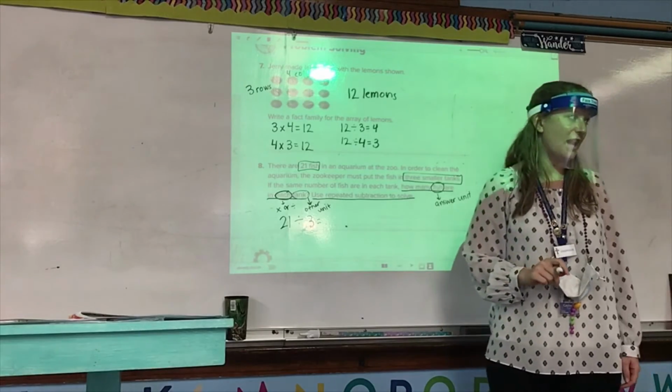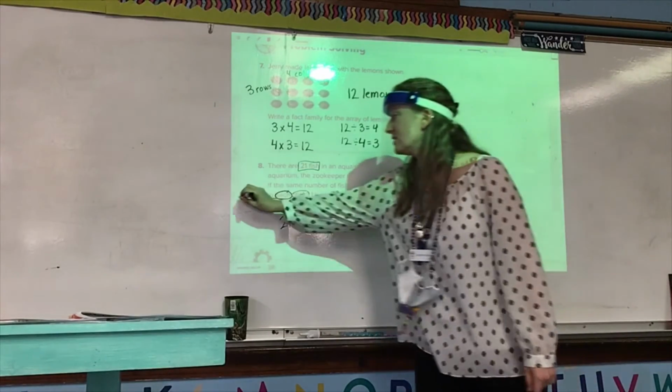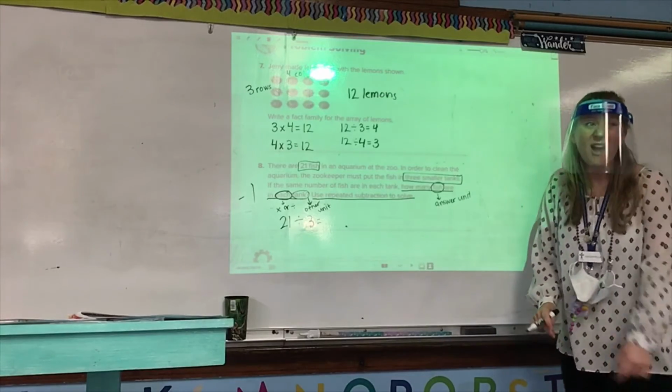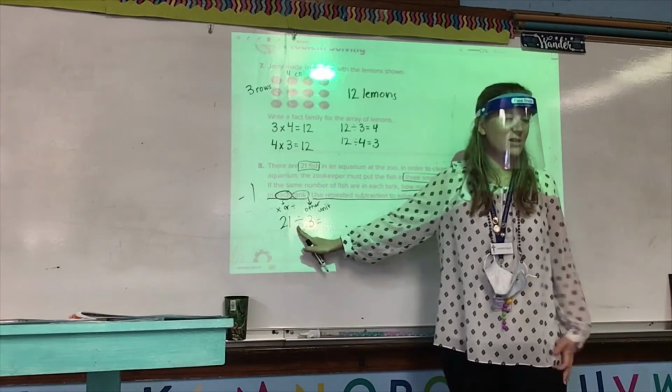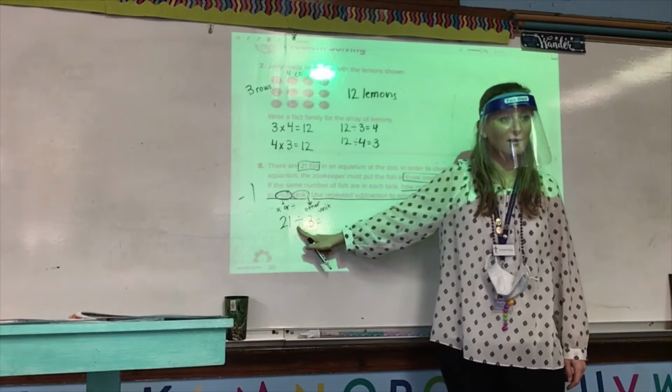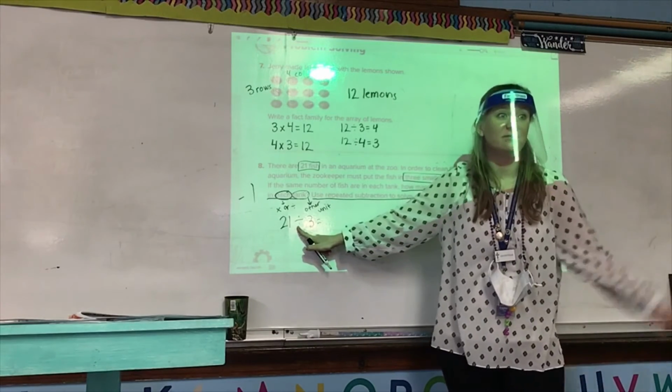Use repeated subtraction. So if you did not use repeated subtraction, put -1 right there. Also, you didn't even really have to figure out which operation you're doing, because what's the only operation we do repeated subtraction with, Aaron? Division.